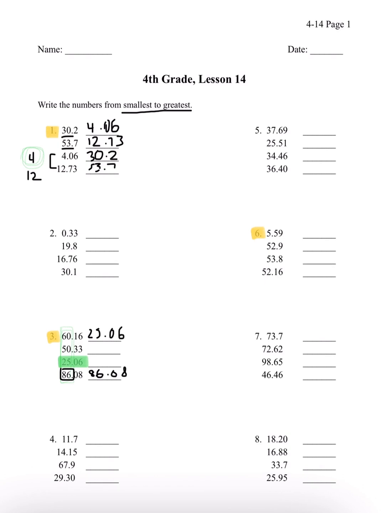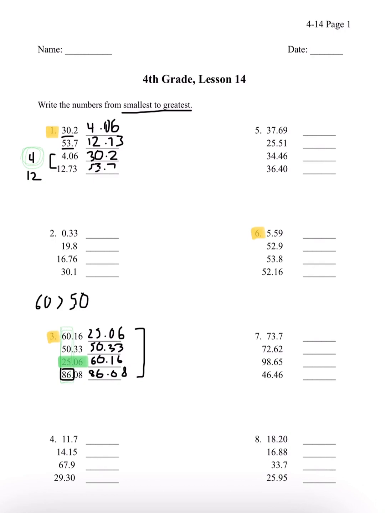Now we have two numbers left, which is a 60 and 50. Between 60 and 50, 60 is greater than 50, right? So that means 50 is the second smallest. So 50.33. And then lastly, it's going to be 60.16. So this is how it will be in the order of smallest to greatest.